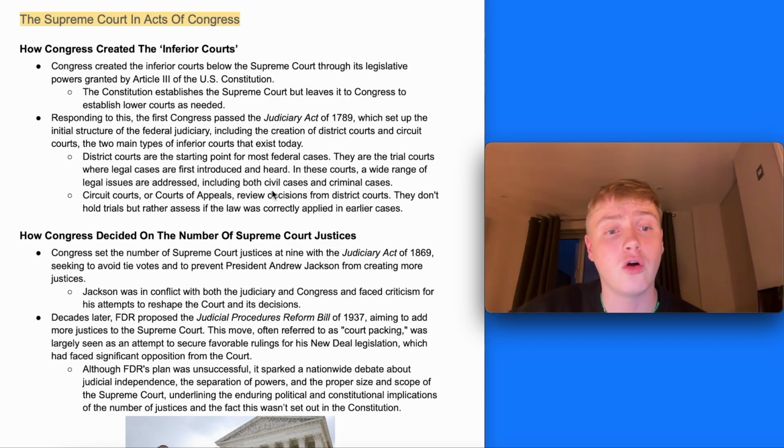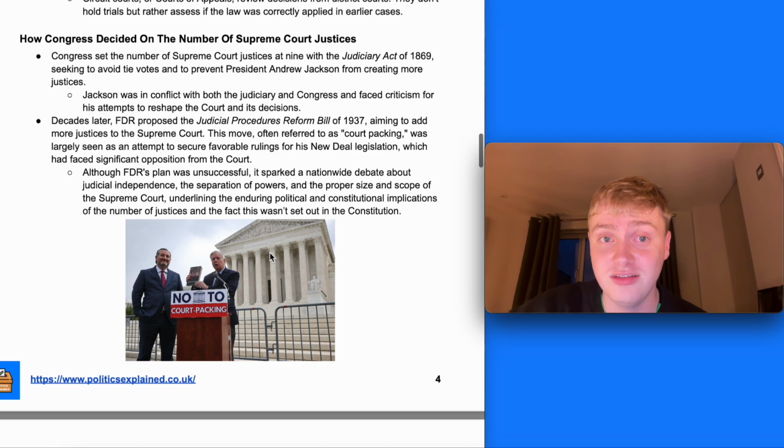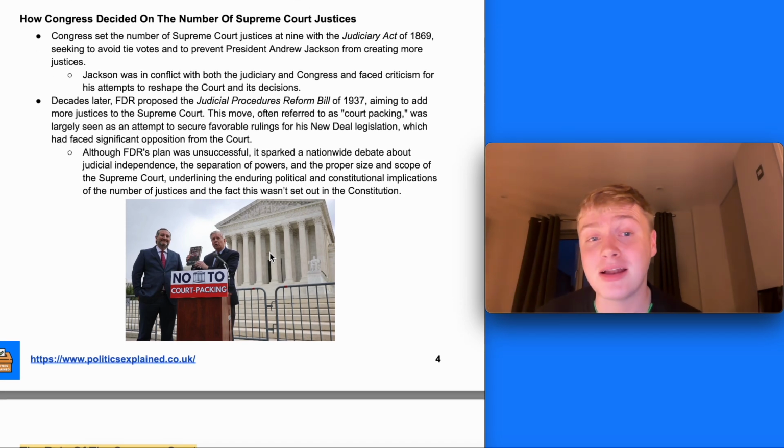The next key thing is how Congress decided on the number of Supreme Court justices. As we address, this isn't mentioned in the Constitution. So Congress set the number of Supreme Court justices at 9 in the Judiciary Act of 1869, seeking to avoid tie votes and prevent President Andrew Jackson from creating more justices. So Jackson was in conflict with both the judiciary and Congress and faced criticism for his attempts to reshape the court and its decisions through increasing the number of Supreme Court justices.